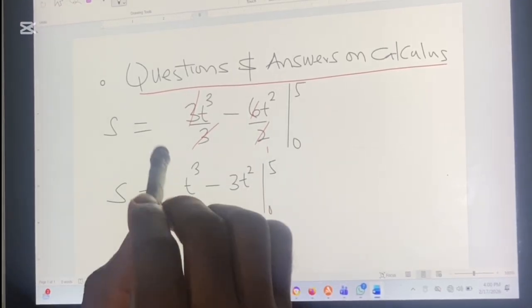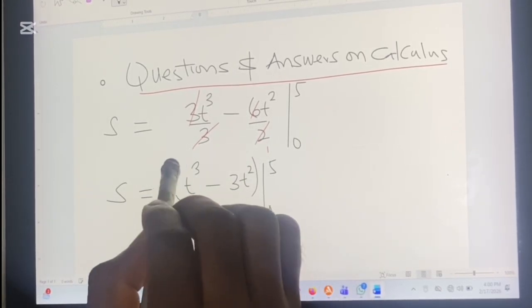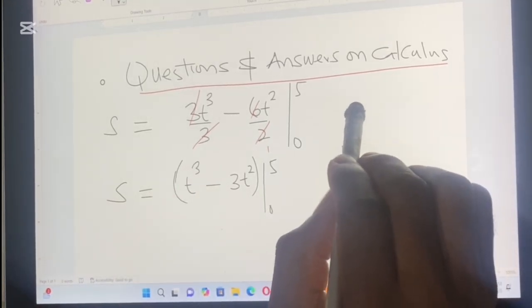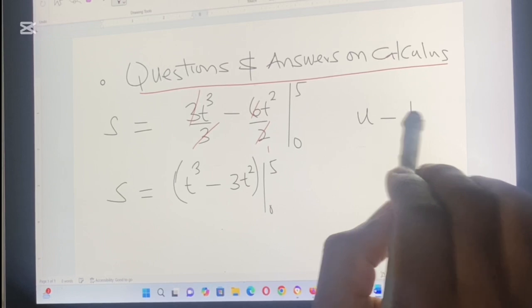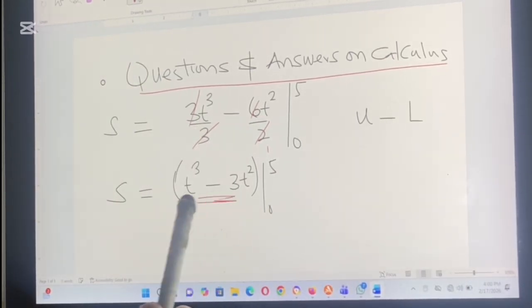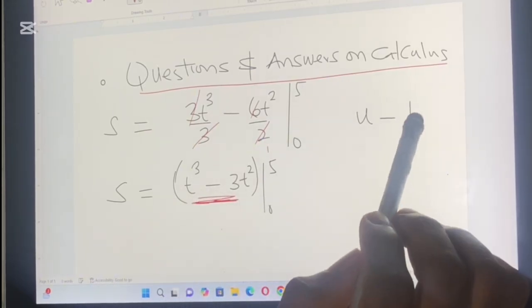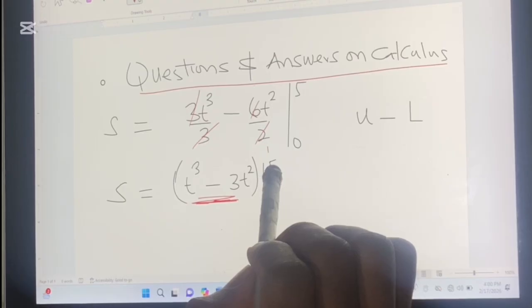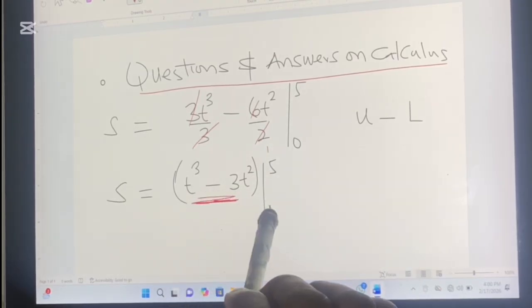Whenever you have a boundary like this, what does it mean in integration? It means upper bound minus lower bound. That means with the same expression here, you replace with the upper bound, minus the same expression where you replace the value of the lower bound. So the value of the upper bound is 5, while the value of the lower bound is 0, okay?